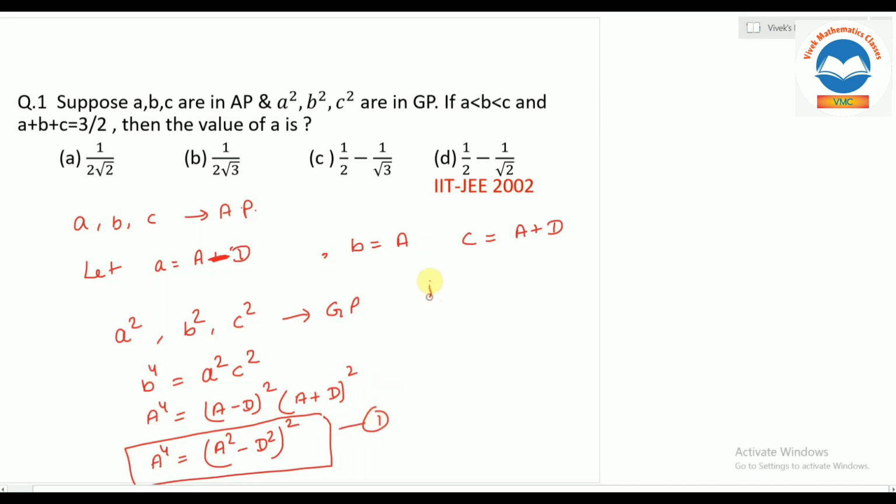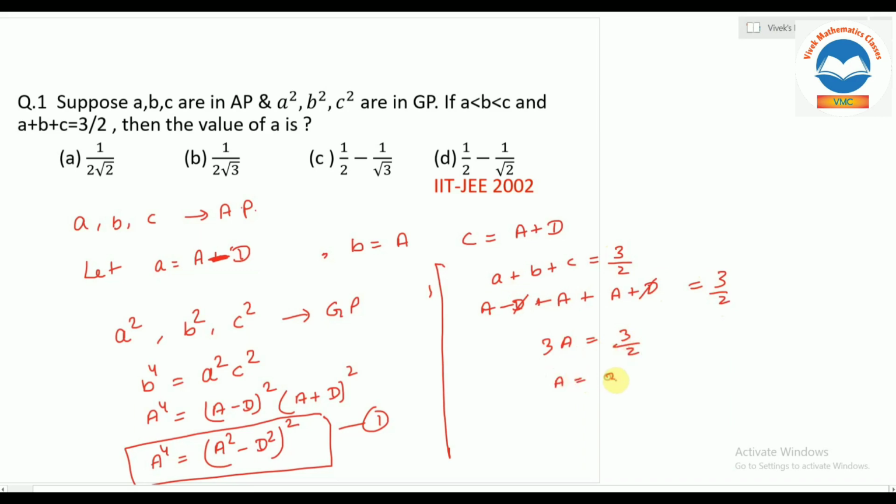Next, what they have given, they have given A plus B plus C is 3 by 2. So we will substitute here. A minus D plus A plus A plus D. So D will be cancelled out. This will be equal to 3 by 2. It means 3A will be 3 by 2. It means A value will be 1 by 2. A value we are getting 1 by 2.